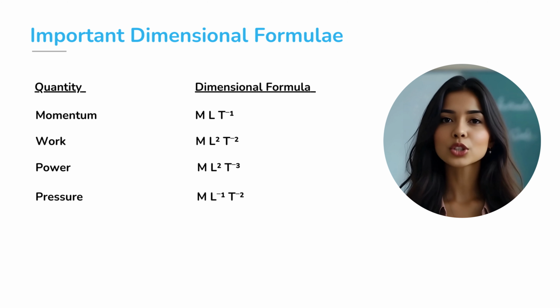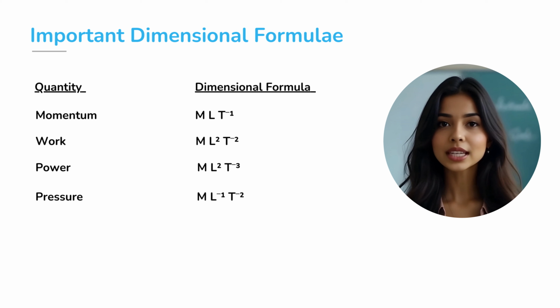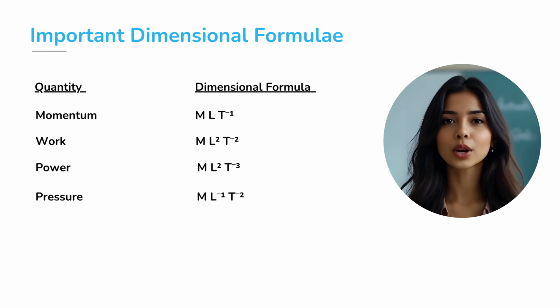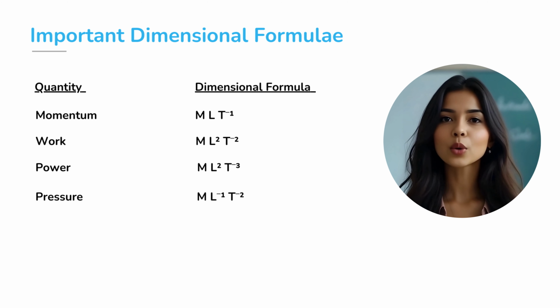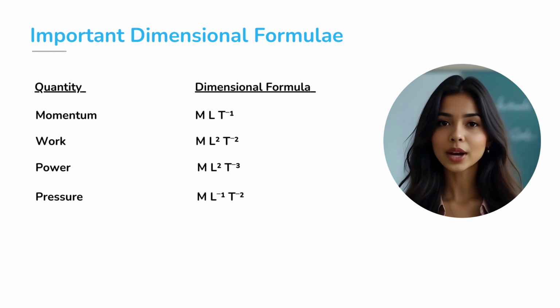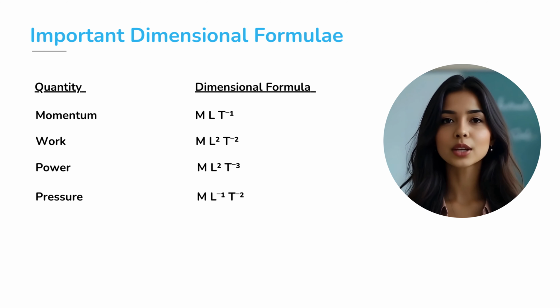Here are a few dimensional formulae you should remember. Momentum equals mass times velocity equals m times L times t to the power -1. Energy or work equals m times L² times t to the power -2. Power equals m times L² times t to the power -3. Pressure equals m times L to the power -1 times t to the power -2. These help in verifying equations and deriving relationships.